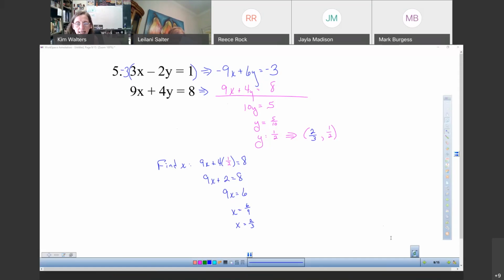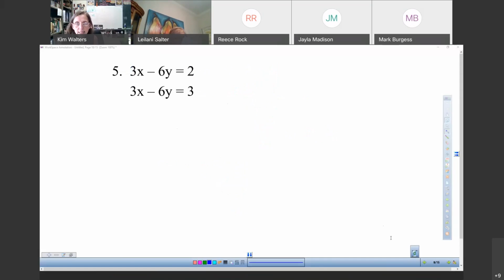So let's see what this has in store for us. This one's a little bit special because we're looking over here and we're seeing that's the same thing over here, but it's different over here. So even if I didn't recognize this, I noticed that this one has a 3x and this one has a positive 3x also. So if I multiply one of these two equations by a negative, it's going to allow me to eliminate my x's. And so my first equation is going to stay the same.